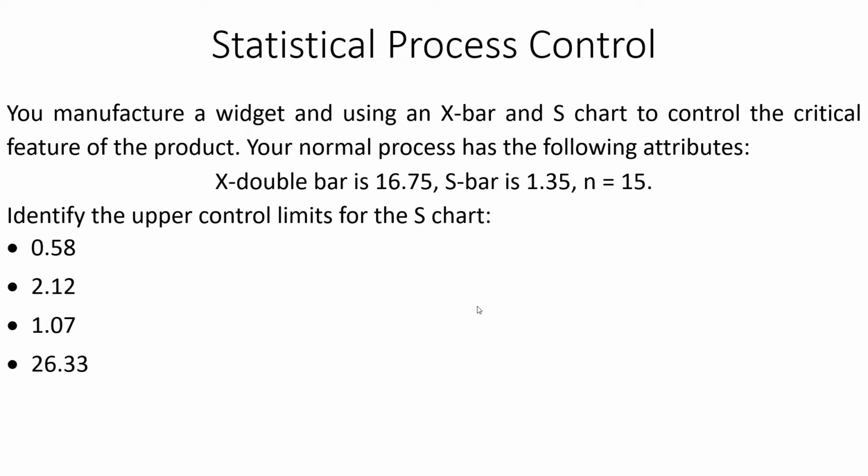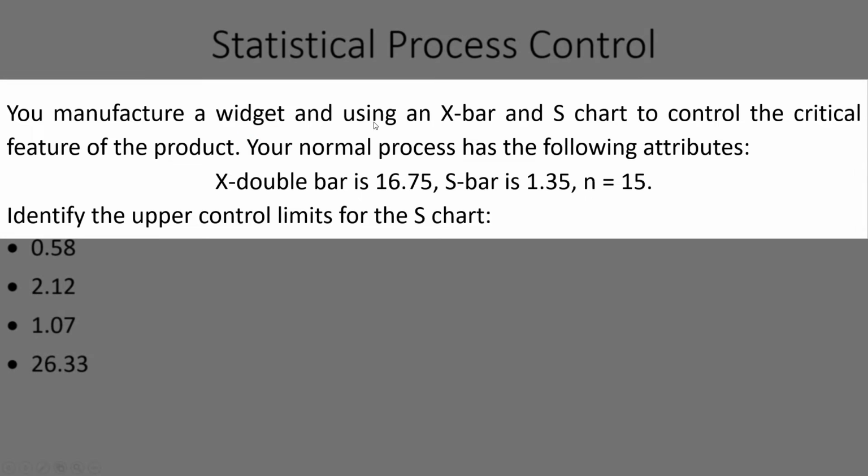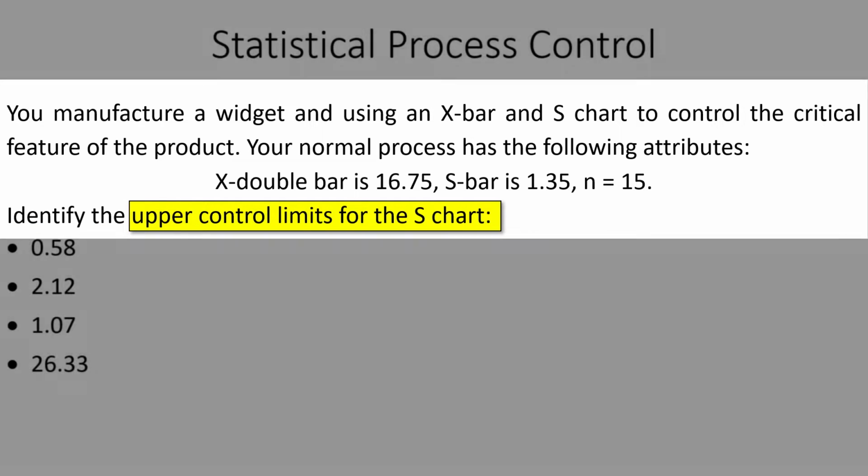So let's read this problem statement and figure out the right equation that we need to use. You manufacture a widget, and you use an X bar and S chart to control the critical feature of your product. Your normal process has the following attributes. X double bar is 16.75, S bar is 1.35, and your subgroup sample size is 15. Identify the upper control limit for the S chart.